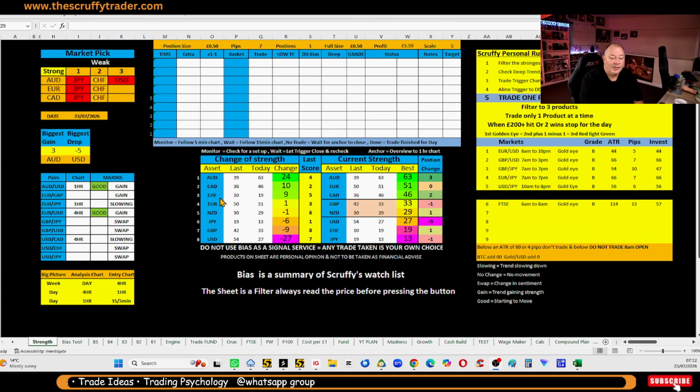Now, if I look at what's going on, again, you've got the euro moving up, the dollar collapsed the most, followed by JPY. So euro dollar, euro JPY today.